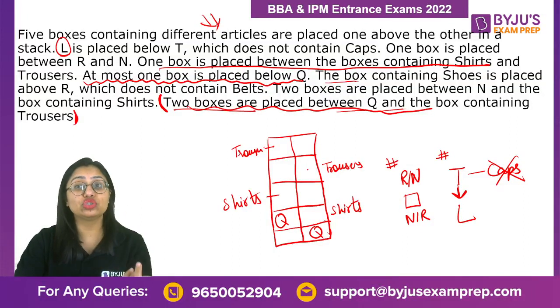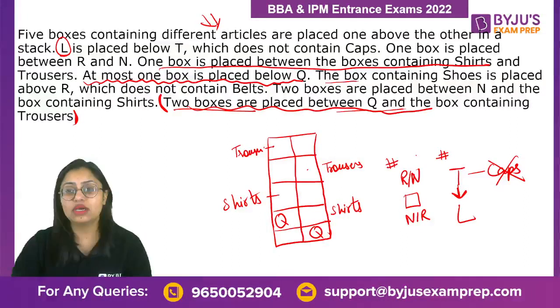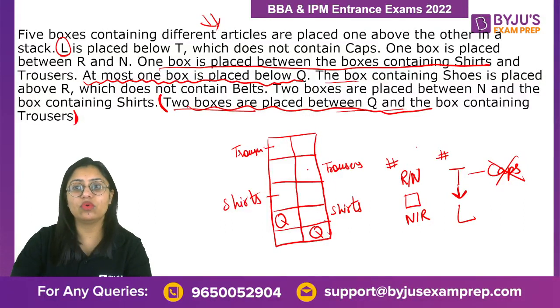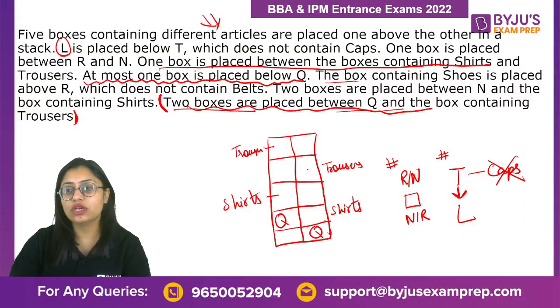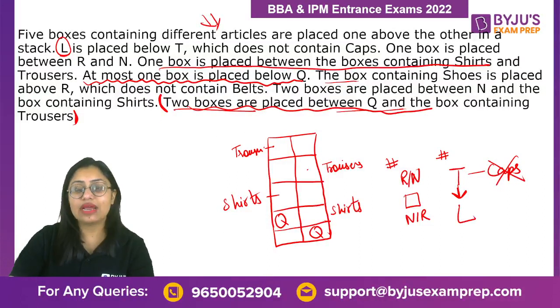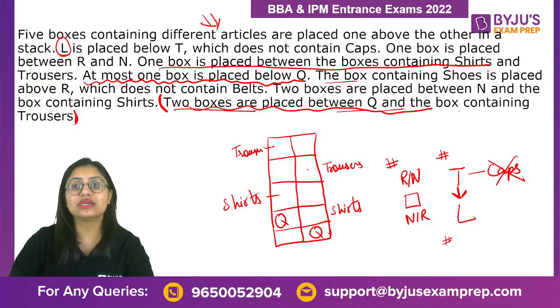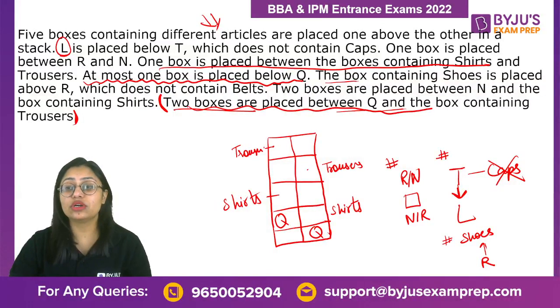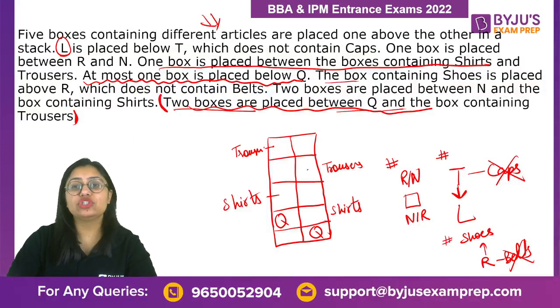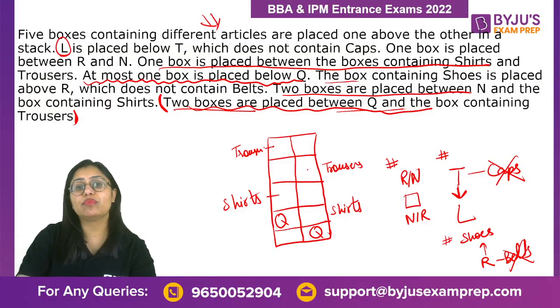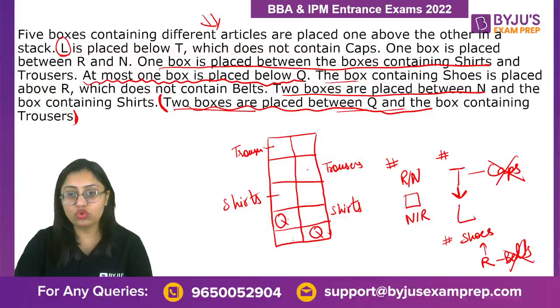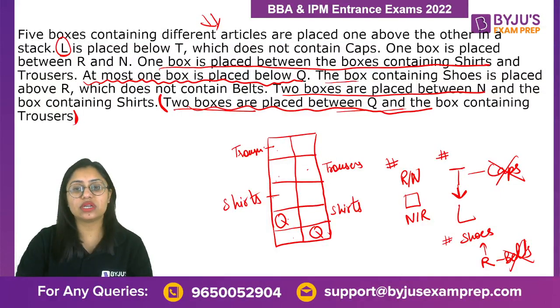The box containing shoes is placed above R. Above R, again we have no idea, is it immediately above or not. So you can do one thing, you can write it down like this, that box containing shoes is above R, okay? And R does not contain belts. Fine. The next information that we have is that 2 boxes which are placed between N and the box containing shirts. 2 boxes. So below 2 boxes are there, above 2 boxes are there.